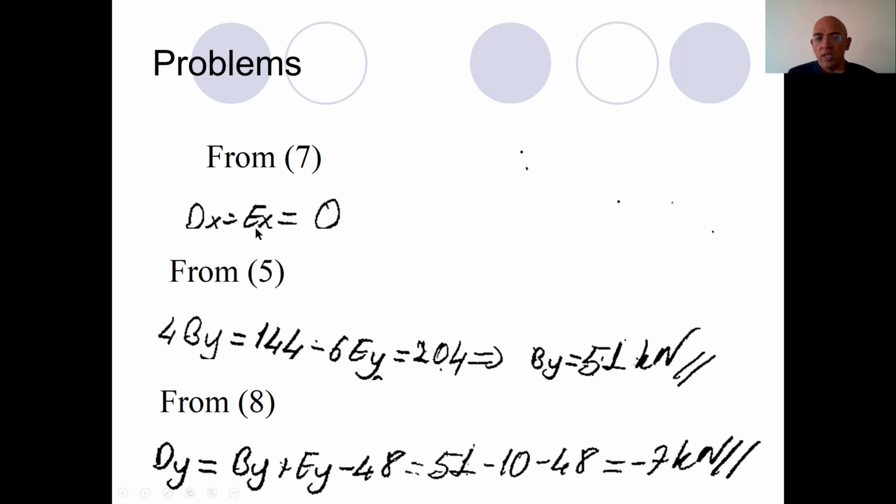Now I know that DX is equal to EX, so DX is again 0. From equation 5, I have 4BY, which is equal to 144 minus 6EY. I know the value of EY, so it is minus 10. From here, this results in 204, and BY can be calculated as 51 kilonewtons. From equation 8, I can calculate the DY. DY is equal to BY plus EY minus 48. I know the BY, it's 51. I know the EY, it's minus 10. Minus 48 will give us minus 7 kilonewtons.